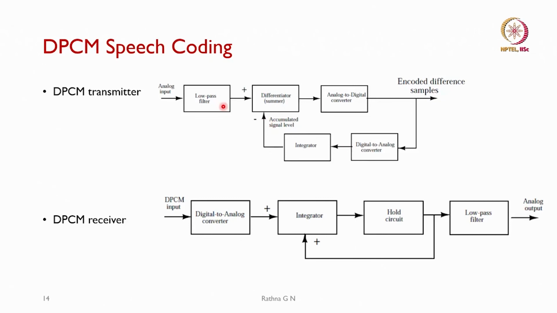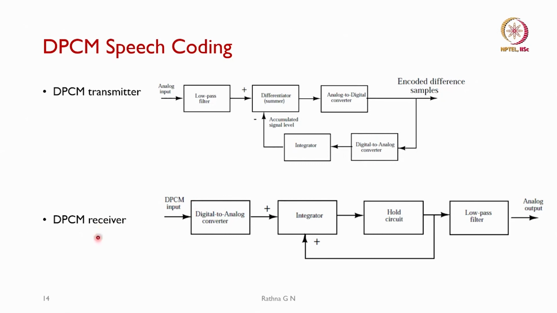So, how does the figure look like? Here is the analog input, followed by a low pass filter, and then a differentiator, basically a summer with a positive and a negative input. You take the difference between the two, then do the analog to digital conversion and encode the difference samples, which are sent out for transmission. The same signal is converted by a digital to analog converter and put through an integrator, and the accumulated signal level is subtracted from the input, and the rest of the signals are passed through.